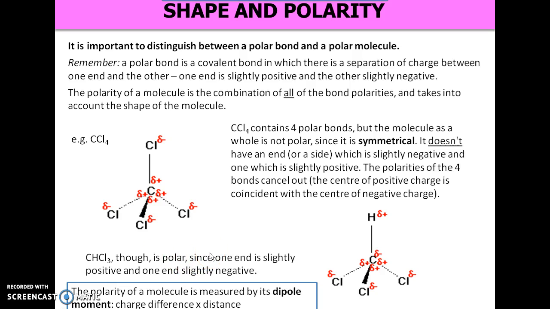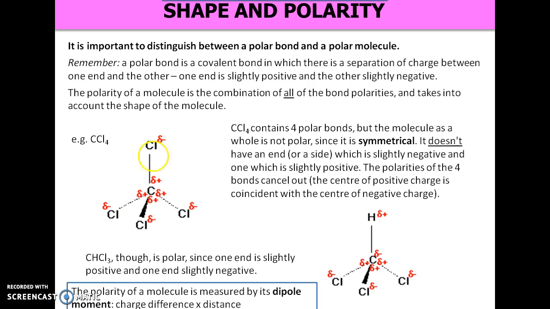The polarities of the 4 bonds cancel out. A fancy way of saying this is that the centre of the positive charge, which would be at the centre of the molecule here, is coincident, or at the same place, as the centre of the negative charge, which again would be the centre of the molecule.